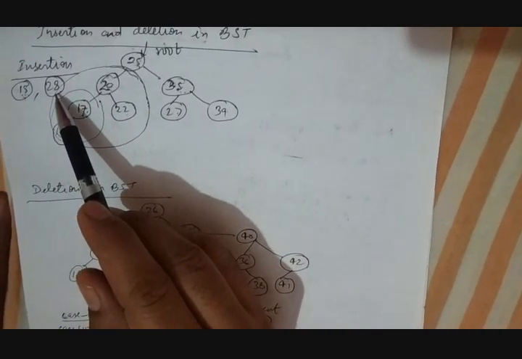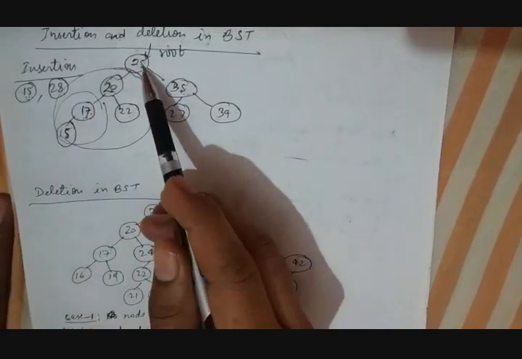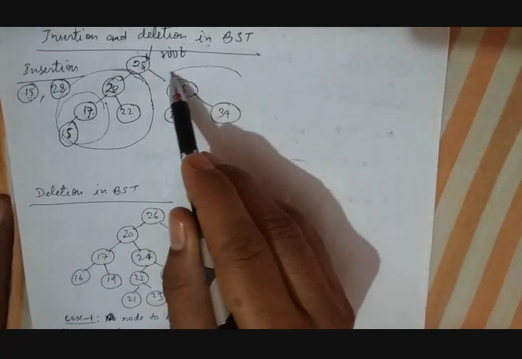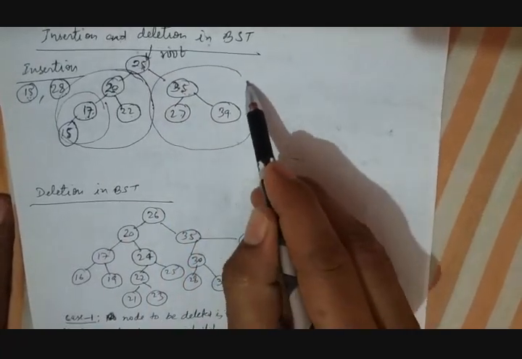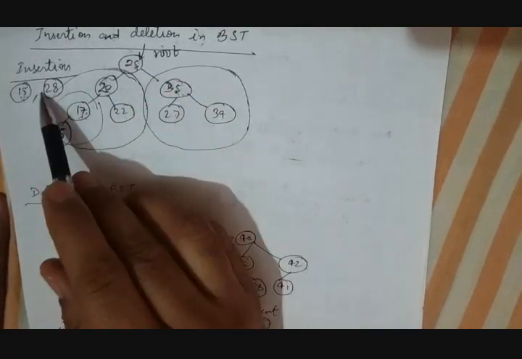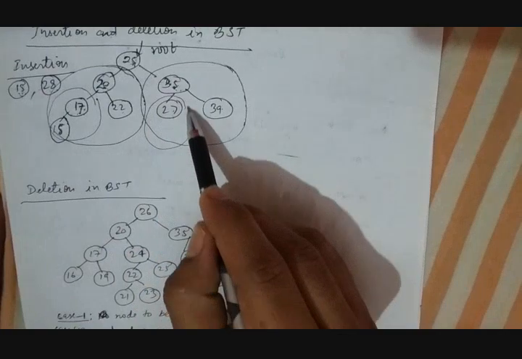Now we want to insert node 28 over here. Start from the root and compare it with the root key value. 28 is greater than 25, so definitely this 28 would be added somewhere in this right subtree. Now compare with this node 35. 28 is less than 35, so it will lie somewhere in the left subtree over here.